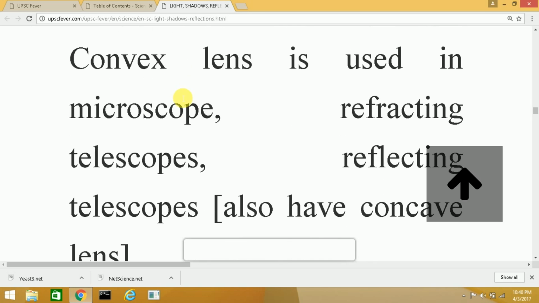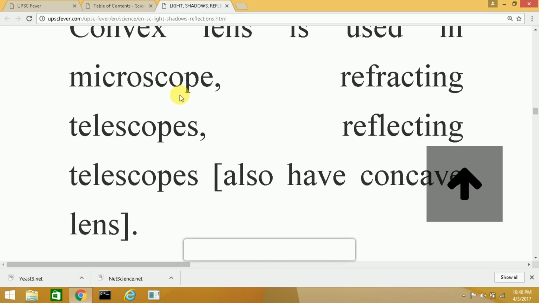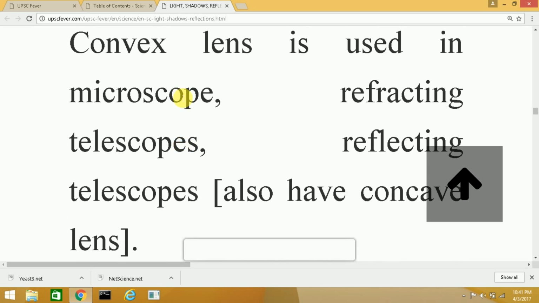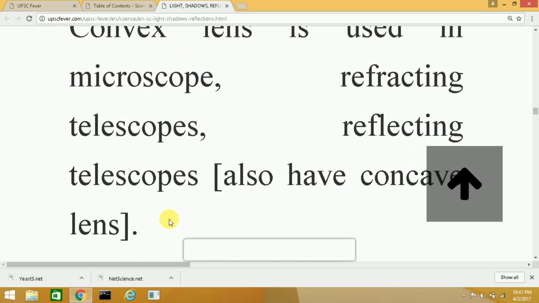One use of convex lenses is they are usually used in microscopes, refracting telescopes and reflecting telescopes, whereas concave lenses are used in reflecting telescopes only. So these are some of the examples where convex and concave lenses are used.